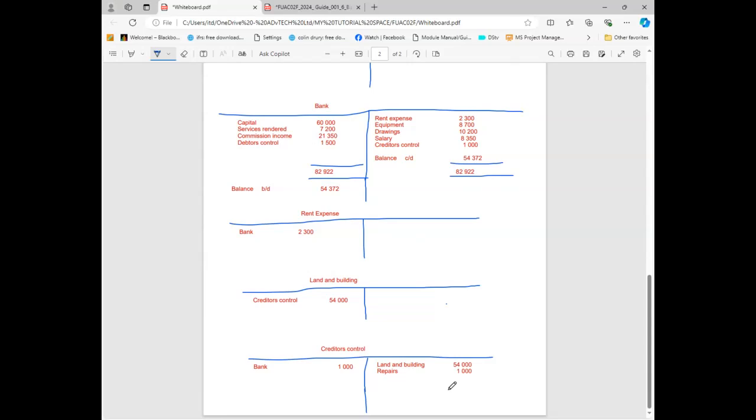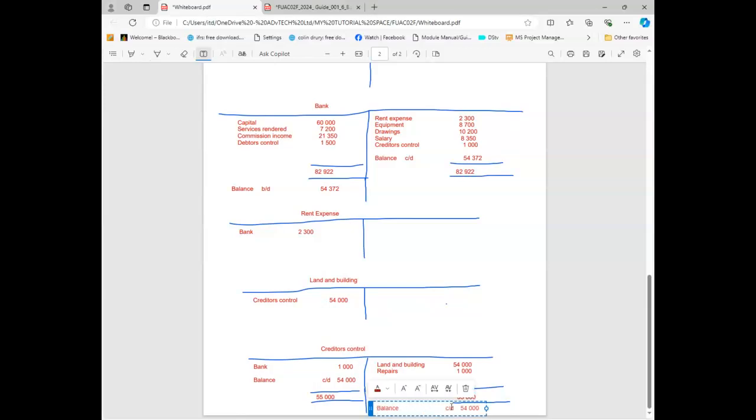The biggest side obviously is the credit, which is 55,000. Are you still with me? Yes, sir. Okay, 55,000. Just let me erase this one to make it better. So the difference will be, obviously, balance carried down here. Do you agree with me if I say balance carried down is 54,000? Yes, sir. Okay, and I'll bring it down here.